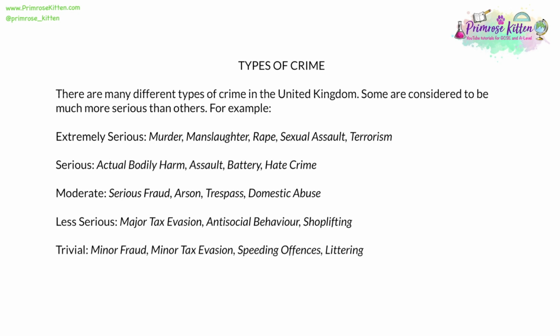There are many different types of crime in the UK, and some are considered to be much more serious than others. For example, very serious crimes would include things like terrorism, rape, sexual assault, manslaughter, and murder. Serious crime would include things like actual bodily harm, assault, battery, and hate crimes. Moderate crimes would be things like serious fraud, trespass, domestic abuse, and arson. Less serious crimes would be major tax evasion, antisocial behaviour, and shoplifting. And trivial crimes would be things like minor fraud, minor tax evasion, speeding offences, and things like littering.